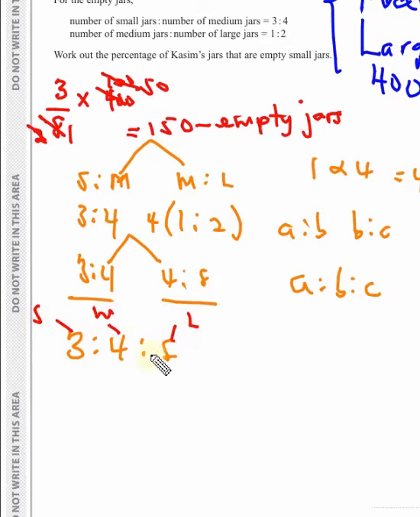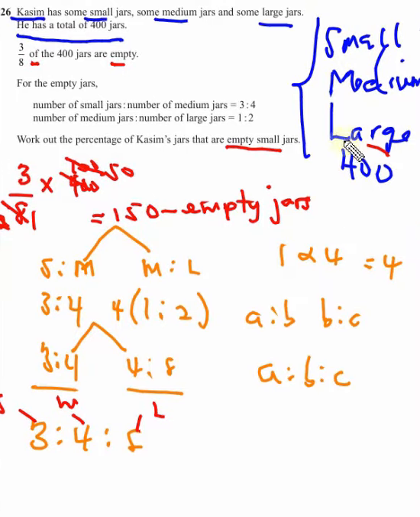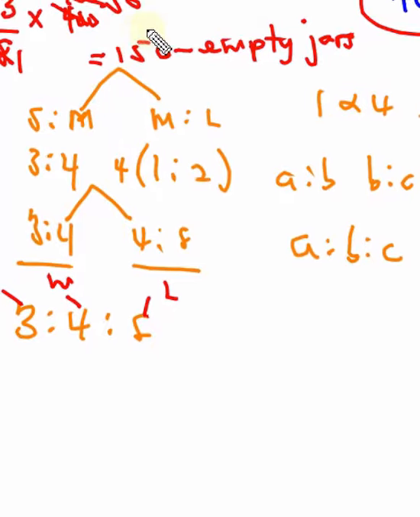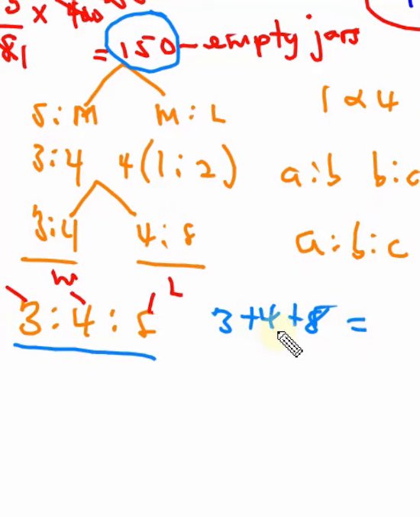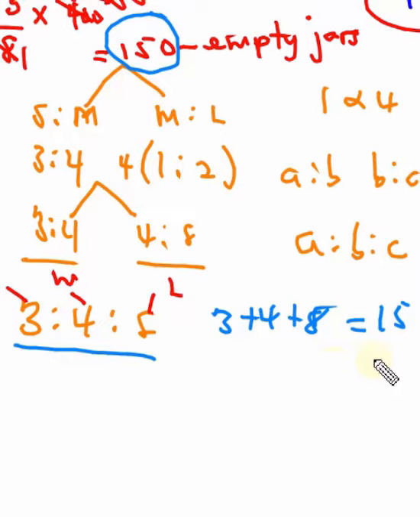You are supposed to work out the percentage of Kasim's empty small jars, of Kasim's jars. Now the question is, what is Kasim's total number of jars? That is 400. If we want empty small jars, what is the number of empty jars? That is 150, right? We have to focus on the empty jars. And what is the total ratio here? The total ratio is 3 plus 4 plus 8. 3 plus 4 will give us 7. 7 plus 8 will give us 15. That is the total ratio.